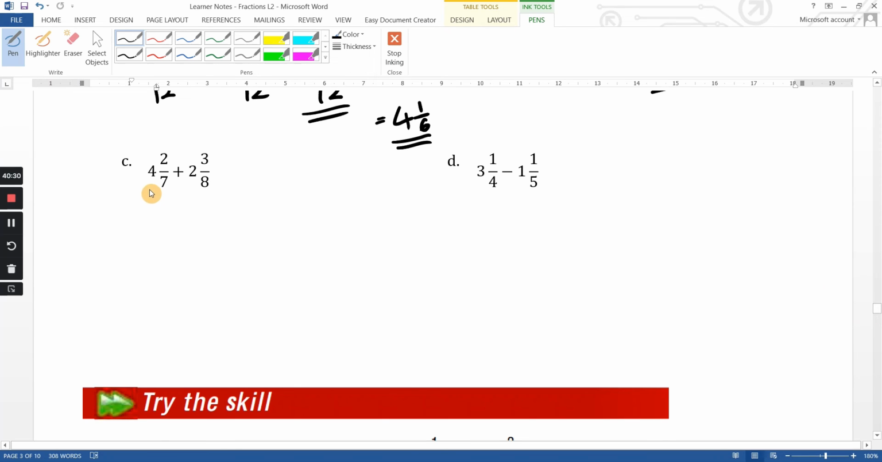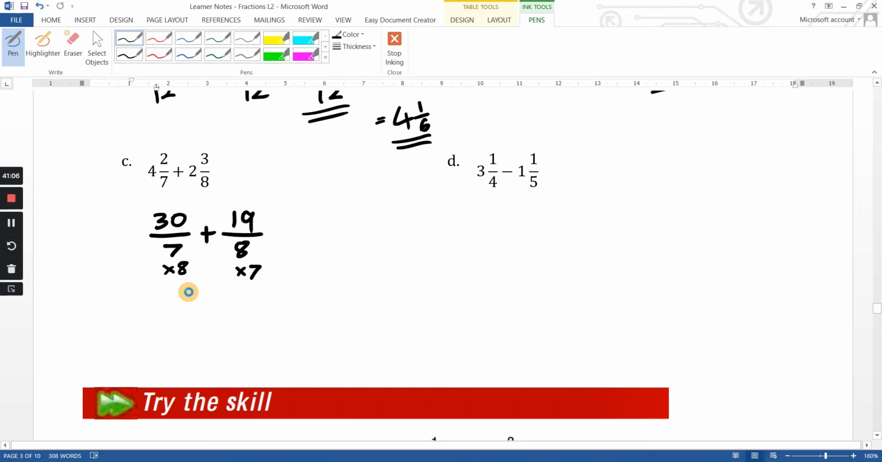Part C. So 4 and 2/7 plus 2 and 3/8. Let's change this to improper fractions. So I'm going to multiply these two together. That's 28 plus the 2 is 30 over 7 plus that's 16 plus 3 is 19 over 8. And now again, I'm going to multiply these two together to get my common denominator. So I'm going to have to multiply this one by 8, this one by 7.